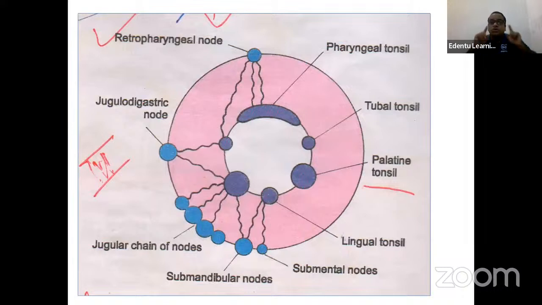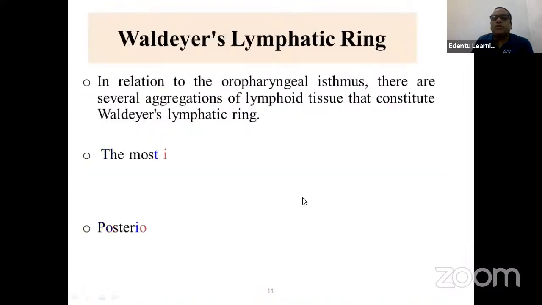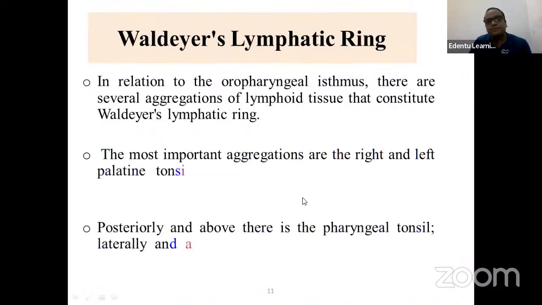Along with this, you should learn the outer ring also. Outer ring: we have retropharyngeal nodes, jugulo-digastric nodes, jugular chain of nodes, submental, lingual. All this outer ring you should also know. Don't write just the inner ring and come. You should write the outer ring also. This is your Waldeyer's lymphatic ring.